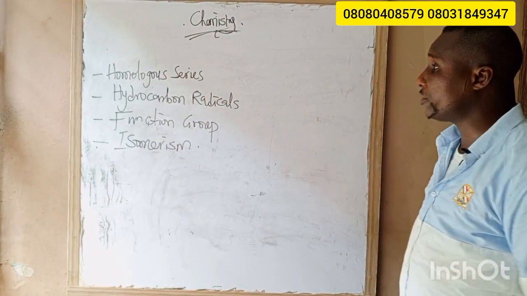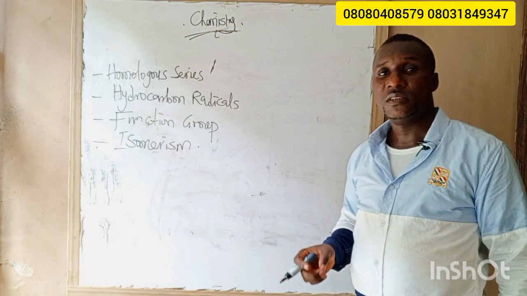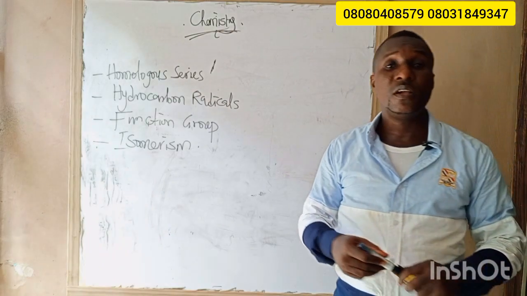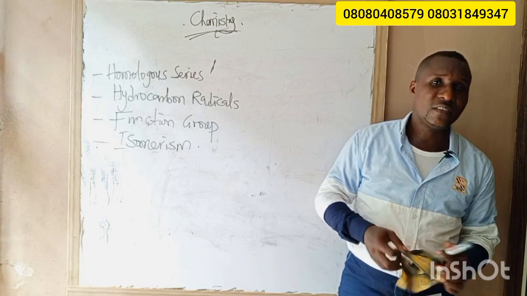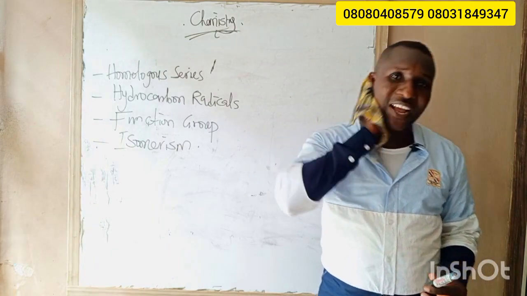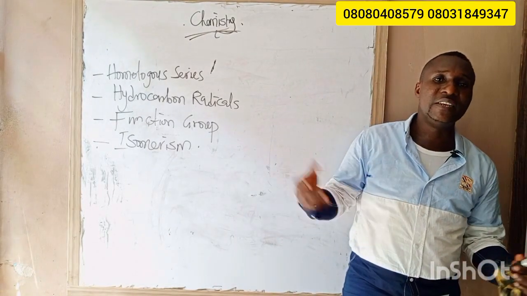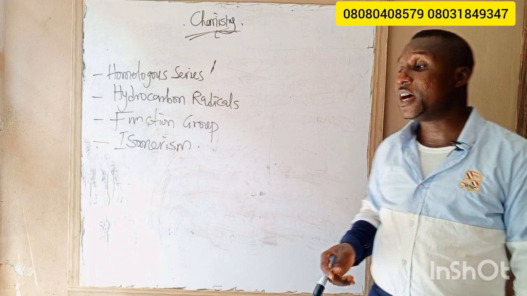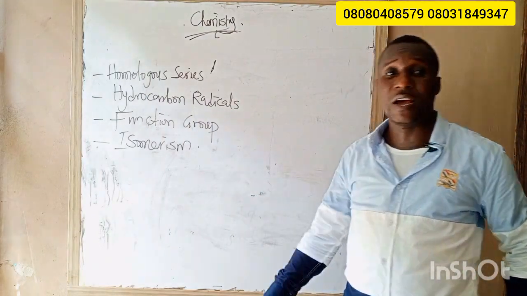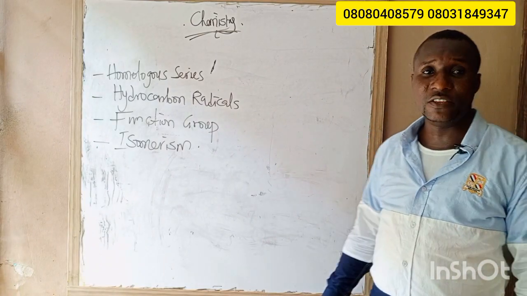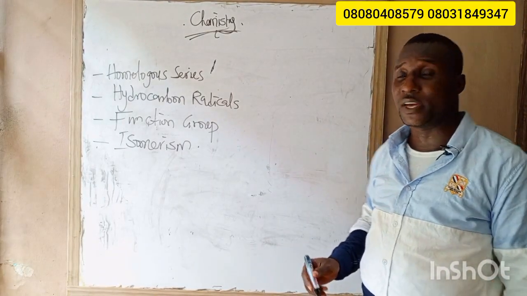We shall look at homologous series. Under the homologous series, we shall look at the meaning of homologous series and the characteristics of homologous series. After that, we shall look at the root words of organic compounds, how you can get the name of an organic compound. After that, we go to hydrocarbon radicals, then functional group, then isomerism.